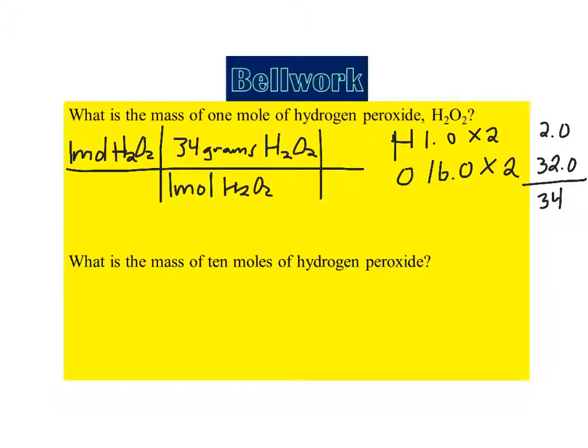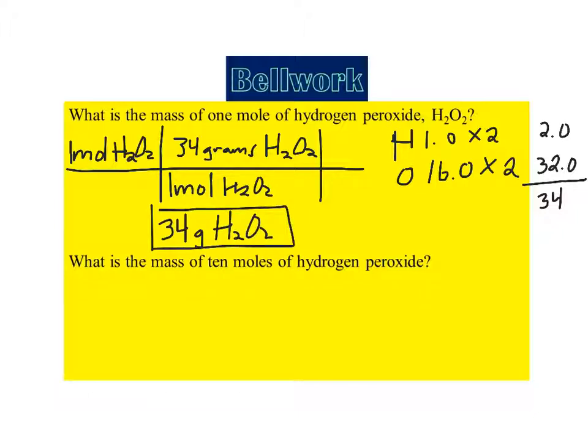And so what you'll notice is that there's a 1 on the top and a 1 on the bottom, so this really isn't going to change my answer. It's going to be 34. And it makes sense, because if I have 1 mole of H2O2, the molar mass is going to be my total grams. That's the conversion, 34 grams per 1 mole. So it makes sense that my answer is 34 grams of H2O2.